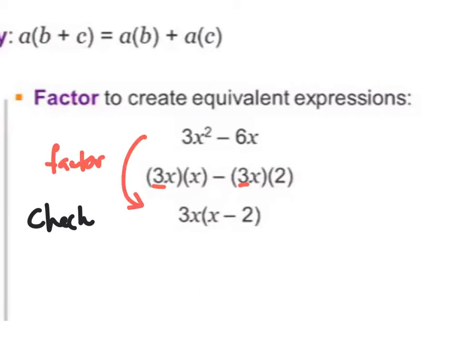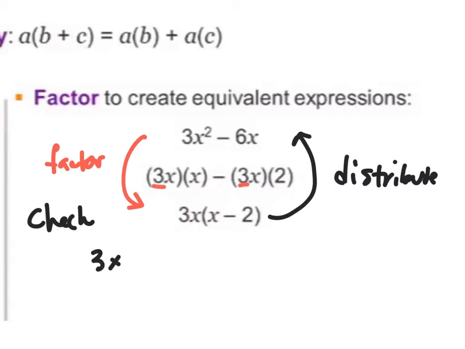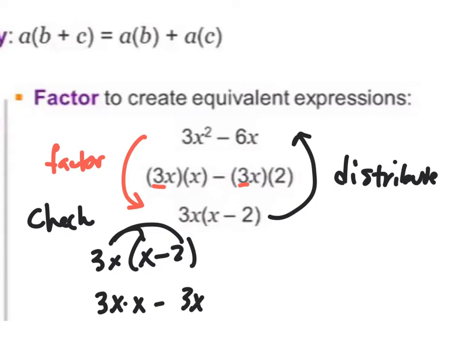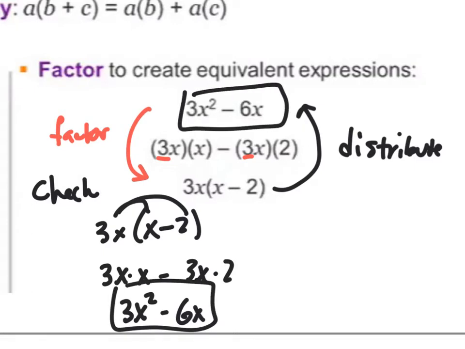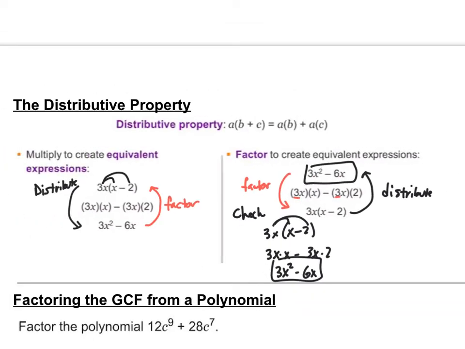We can check by doing the distributive property and going back the same way. So you're just going in a circle. If I wanted to check, I would take 3x times x minus 2, and I would distribute that 3x. I'd say, okay, I've got 3x times x minus 3x times 2. 3x times x gives me 3x squared, and then minus 6x, which is the same thing that we started with. So all you're doing is the opposite of the distributive property.